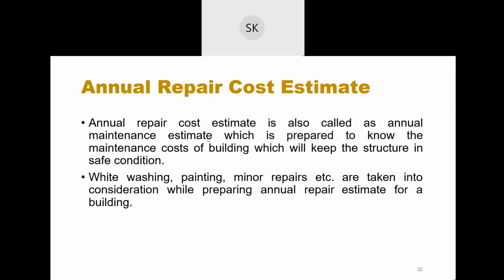It is also called the annual maintenance estimate, which is prepared to know the maintenance cost of a building which will keep the structure in safe condition. Whitewashing, painting, minor repairs, etc. are taken into consideration while preparing the annual repair estimate. Suppose you are in the third year of the building, you need to do some painting. You need to repair some minor things. So that will also come under annual repair cost estimate. Okay.